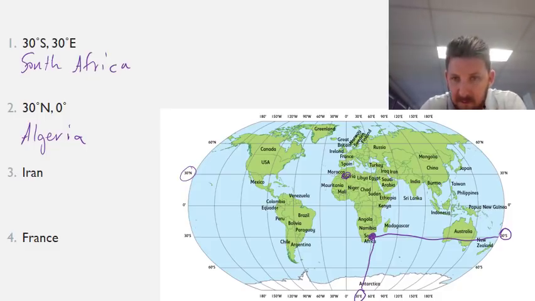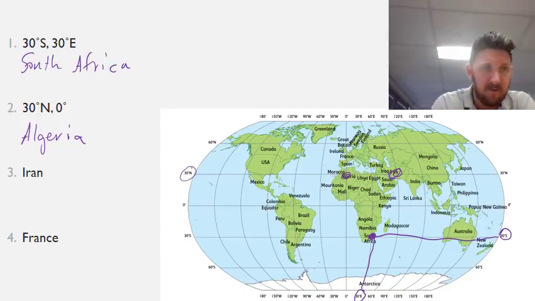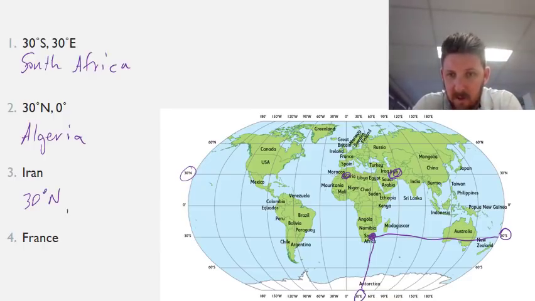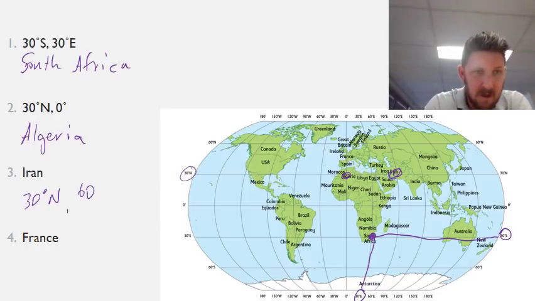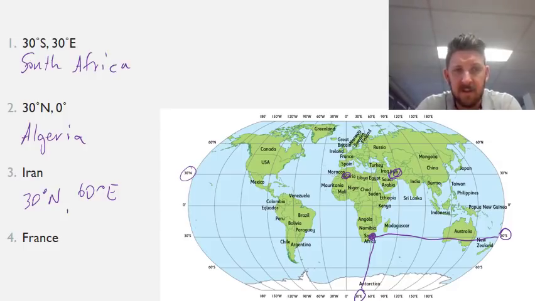Iran, now I've got Iran, let's find Iran. Oh, here's Iran here. So let's have a quick look. We normally do our north and south first, so we've got 30 degrees north. And we know that we are 60 degrees east. You'll see that we put a little comma between the two, so you can see they're 2 different measurements.